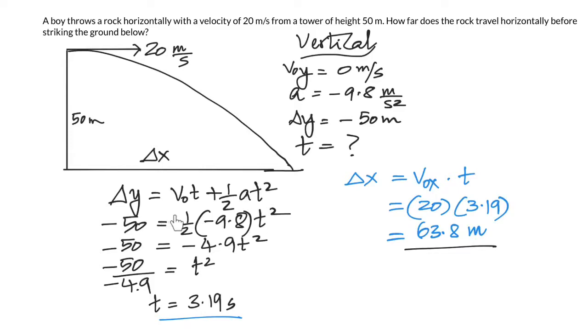It becomes easier now because this whole term becomes 0. Why? Because V0 is 0. So you don't have this term, and all you have is this 1/2 times negative 9.8 times t squared. And then rearrange that to calculate t as 3.19 seconds. And once you get the time, remembering that the horizontal velocity is a constant, you multiply that with the time to get the horizontal displacement.